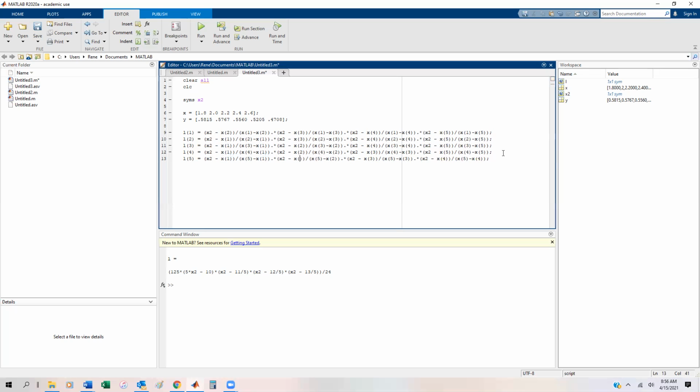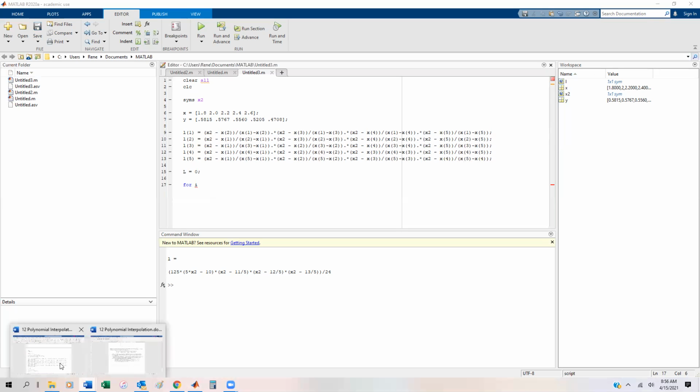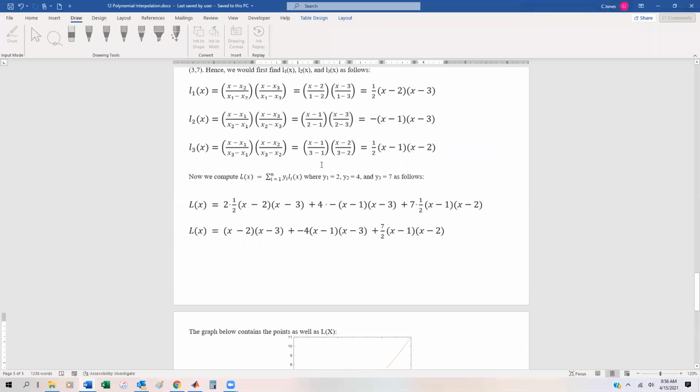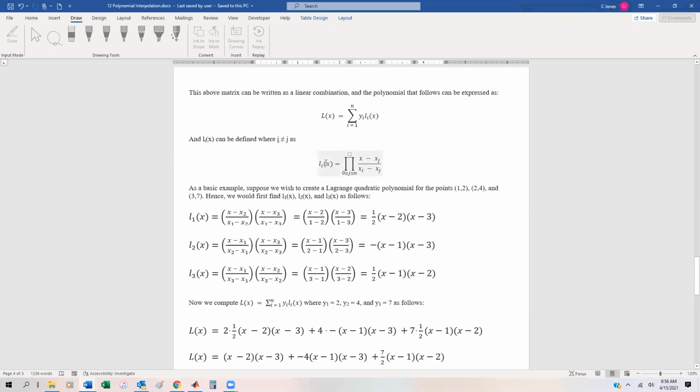So now, this is just the setup for L1 through L5. Now I'm going to get L, and I'm going to start with L equals 0. And this is going to be our function. I'm going to make a for loop. What I'm doing at this point, just to make sure you understand, is we found all the L sub i's. We've already multiplied out, so now we're just going to take the sum of all y sub i times L sub i. And that's going to give us our 4th order polynomial.